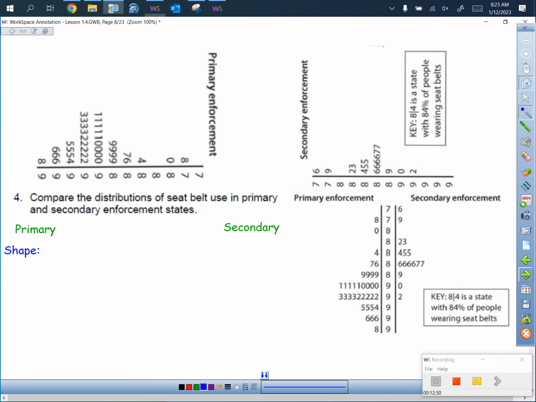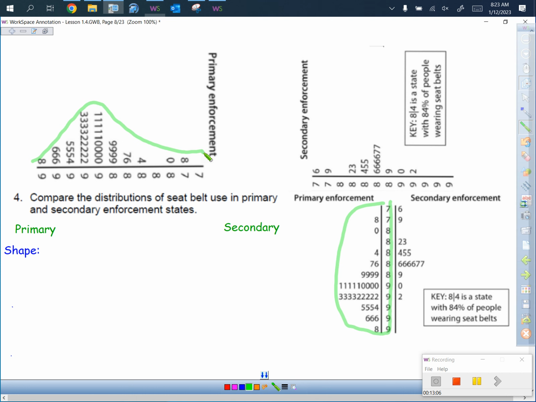So let's start one at a time. What I have done is snipped these out so we can see them a little bit better. Let's label 2 categories: we've got a primary and we've got a secondary. Let's label that in the little spots. And we're going to do shape, outliers, variability, and all that cool stuff. The primary graph is the one that's on the left side. You can turn your paper to see it a little easier, but I turned mine to the side. Let's describe the shape of it. Here it is. There's the shape.